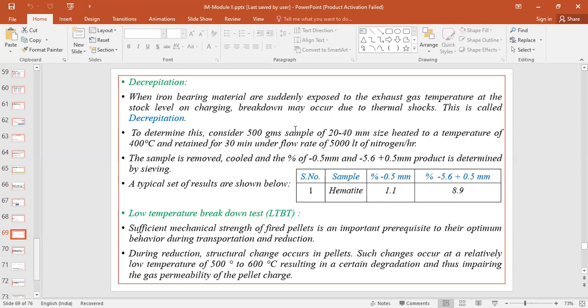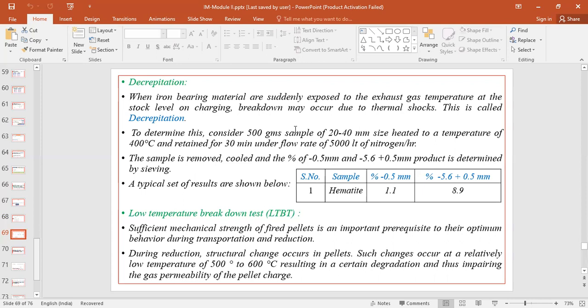That may again tend to formation of fines, generation of fines inside the blast furnace at any point of time. So to determine this degradation, pellets should have resistance to this kind of problem.